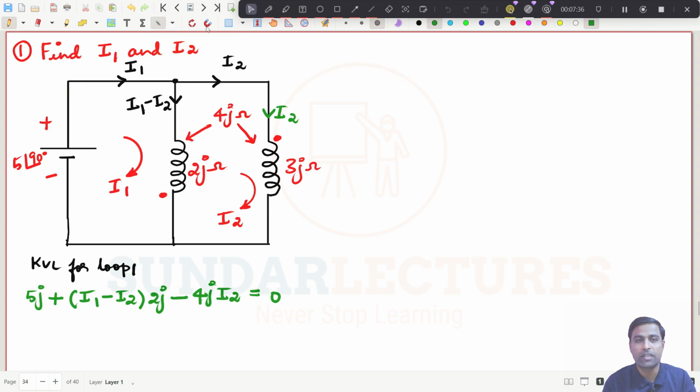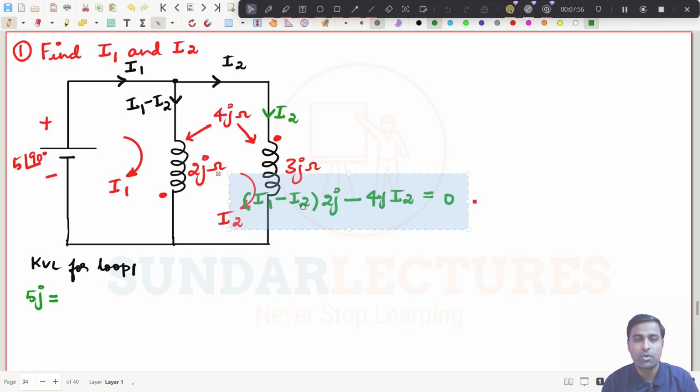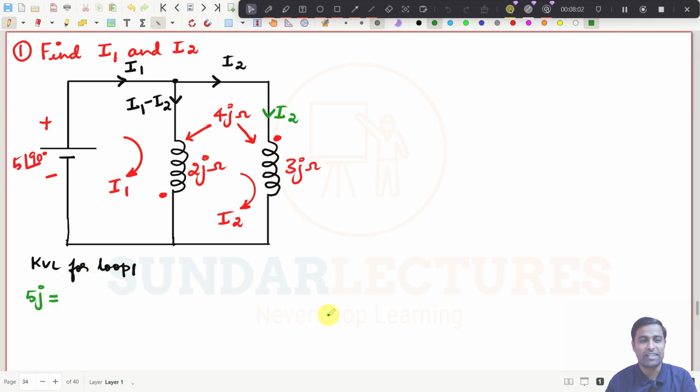This one, this whole term, 5j, that is equal to, here itself it will come, right? So you will have this expression now. That's all, right? So 5j, which is equal to, you see here, I1 minus I2 into 2j. Why is it I1? Directly you have to put plus values for the self-induced EMF.